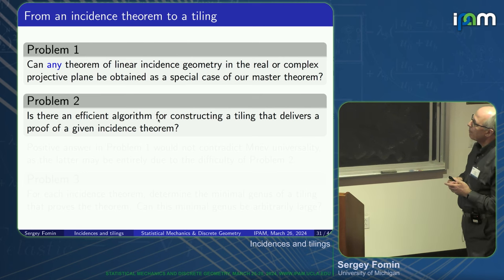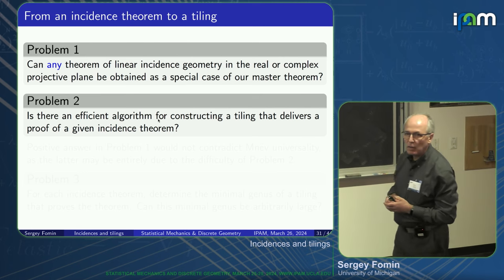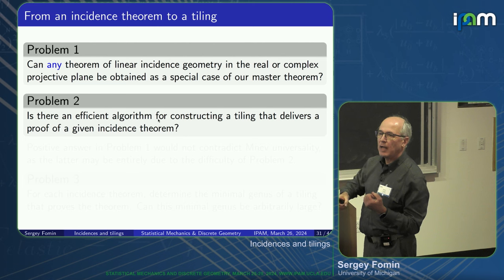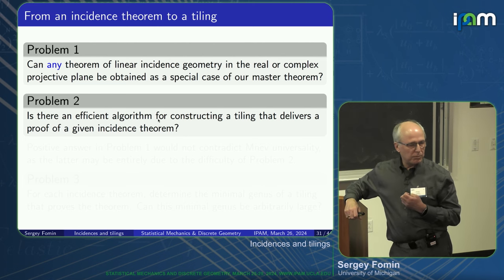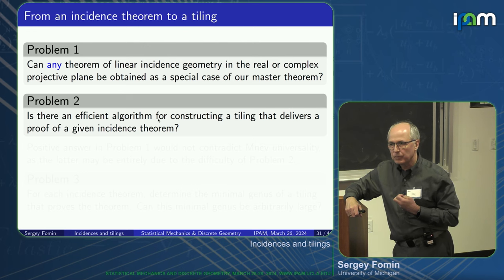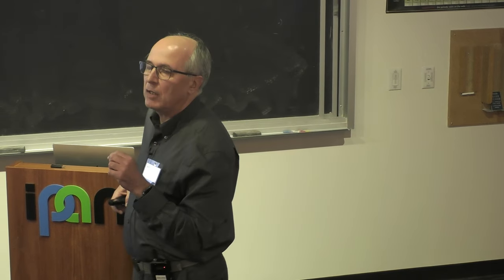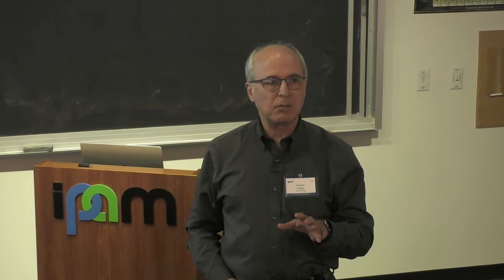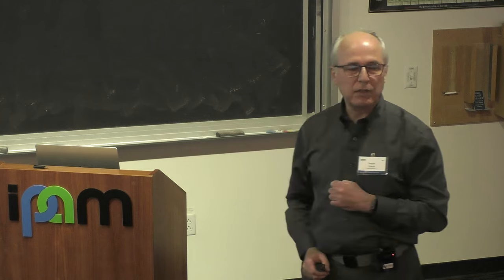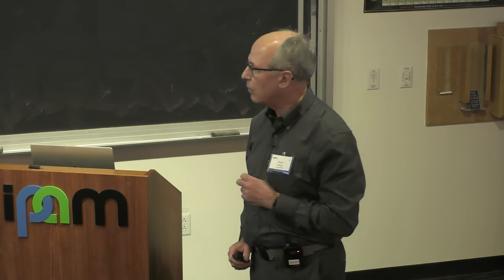Problem two: is there an efficient algorithm for constructing a tiling that delivers a proof of a given theorem? By the way, such a tiling is not unique. It's possible that the same theorem can be proved using non-isomorphic tilings, or even tilings of surfaces of different genus.